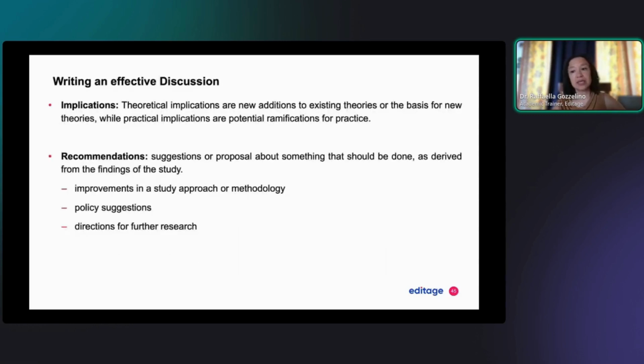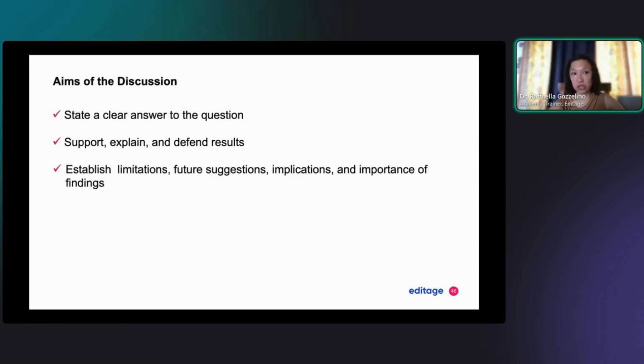How you write an effective discussion with the implication, so the theoretical implication that you might want to add to all the existing literature and theories, or the basis for new theories, while practical implications are important ramifications for practice. But you also want to write a recommendation, some suggestion or proposal about something that should be done, like to improve the study or the methodology, or to suggest policy or a direction for future research.